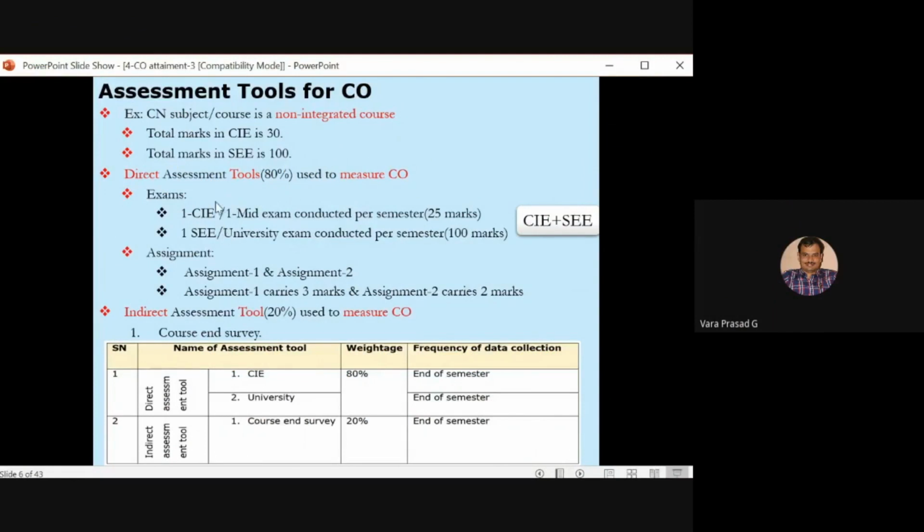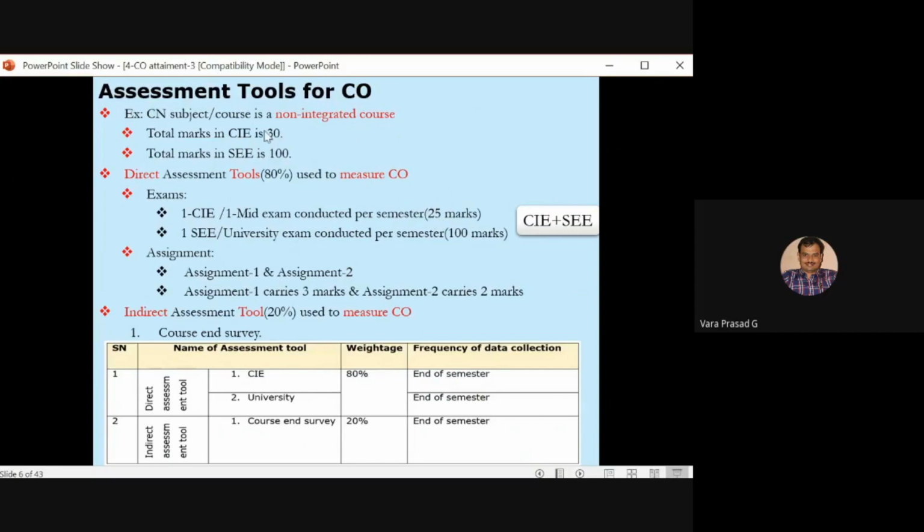Here, due to the space constraints, I am taking only one CIE, in the sense mid exam or internal, whatever terminology you call. We call it one test conducted by the computer network faculty. I'm assuming that you may conduct two tests or three tests internally, and that per semester it carries 25 marks.